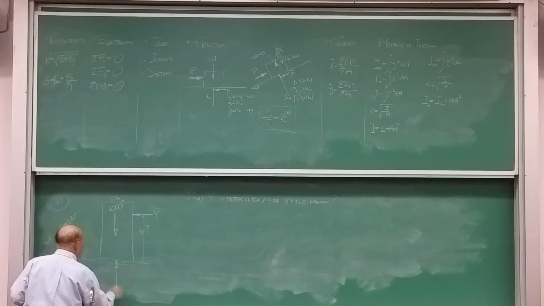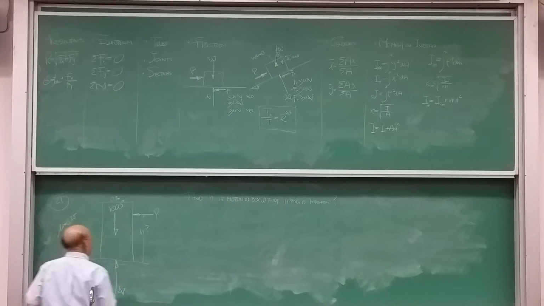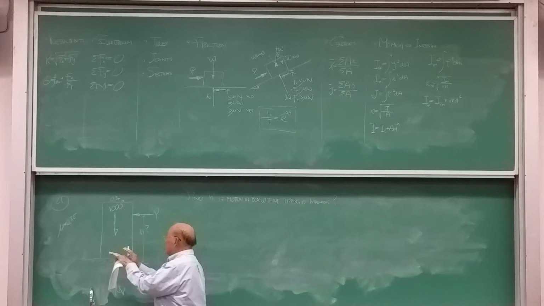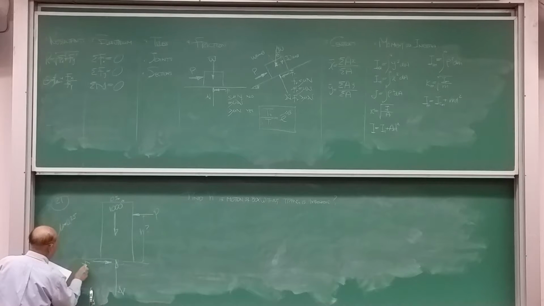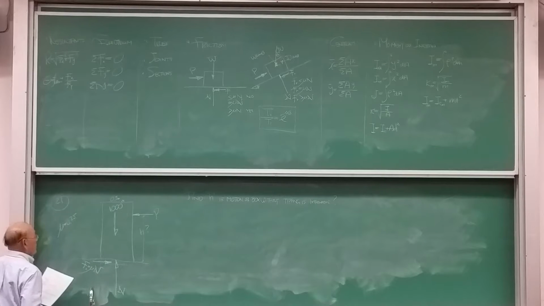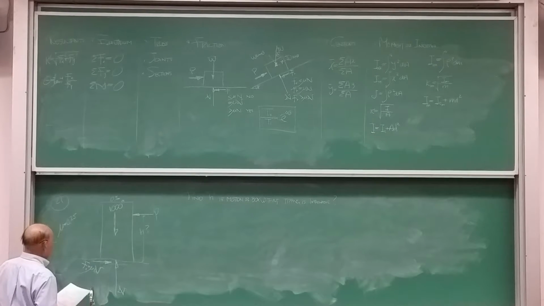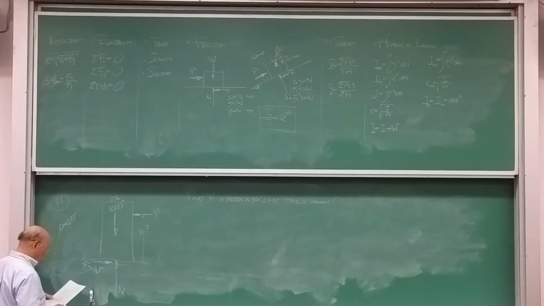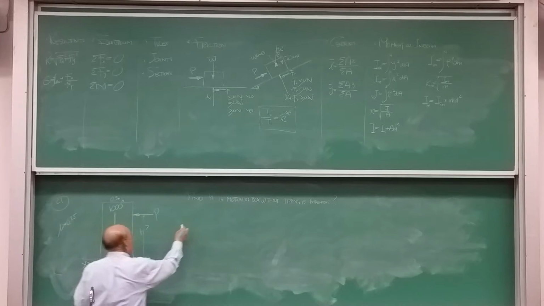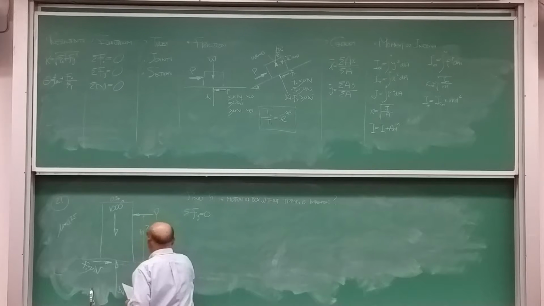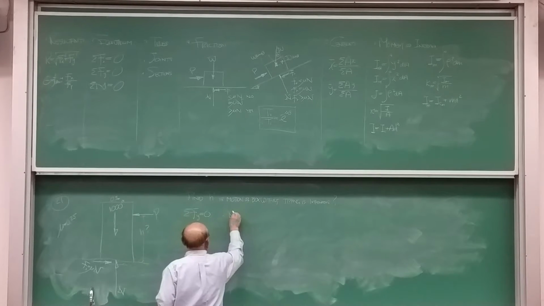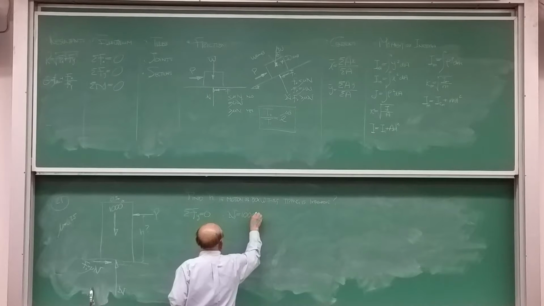Here is a normal force. If I were to push this way, frictional force will oppose that, which is mu times N. So we can say summation of force in y must be equal to 0. So from this right away, N has to be 1,000 Newton.